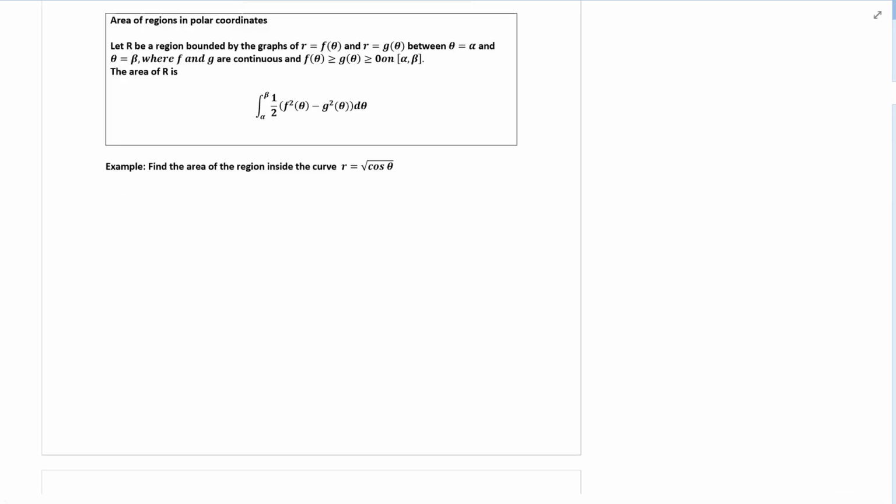Let's talk about the area of regions in polar coordinates. So let R be a region bounded by the graphs of r equals f of theta and r equals g of theta, between theta equals alpha and theta equals beta, where f and g are continuous and f of theta is greater than or equal to g of theta greater than or equal to 0 on the closed interval alpha beta. The area is given by the integral from alpha to beta of 1/2 f of theta squared minus g of theta squared d theta.